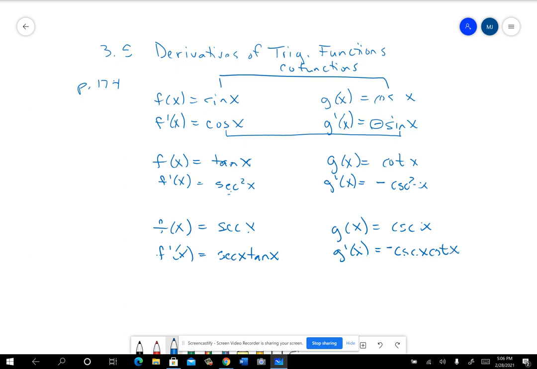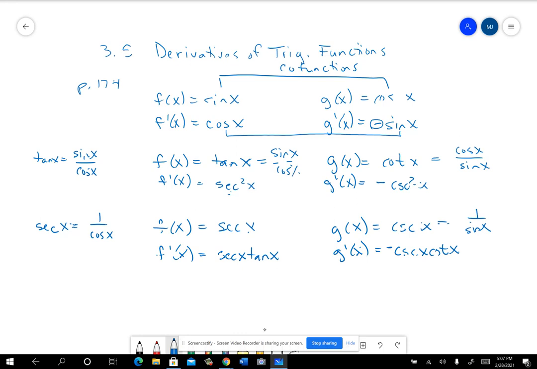Now really, don't forget that tangent x is really sine over cosine. So if you forgot or don't know those, you could always use the quotient rule. Remember, secant is 1 over cosine, so you could use the quotient rule on those, couldn't you? And cotangent's really cosine over sine, so you could use the quotient rule there, and cosecant is 1 over sine. Let me write it right here so it matches.